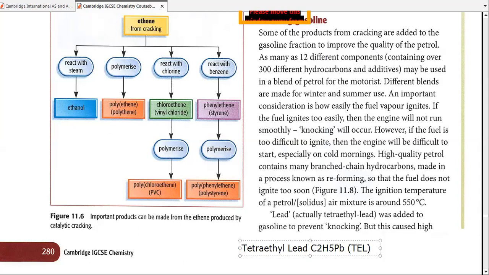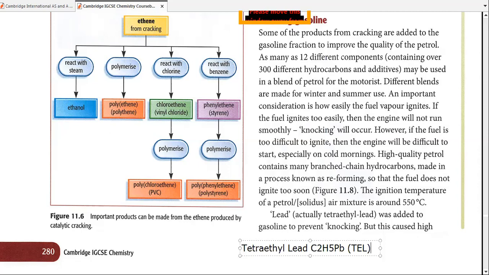Now, this tetraethyl-lead in past was added to gasoline to prevent knocking. This was the first compound which was considered as an antidote to the knocking problem. But let me tell you, in recent years, specifically from 1996 onwards, we came to know that this is a very harmful compound. So all over the world, the use of tetraethyl lead is banned.